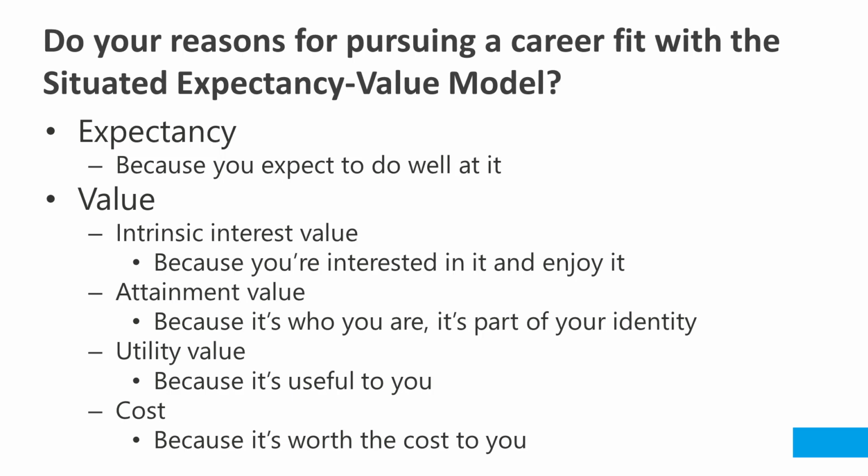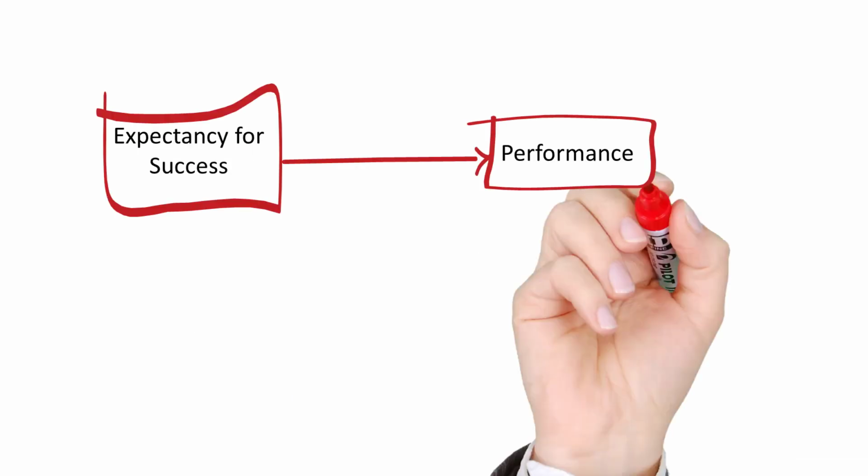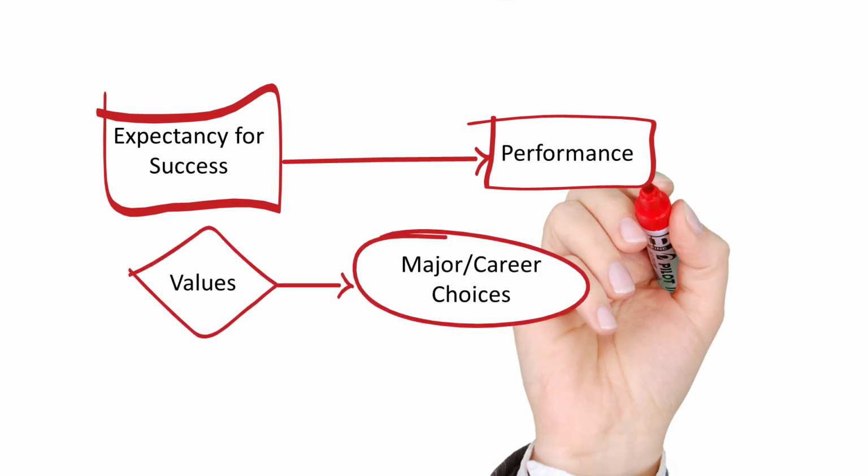Why should we care about this model? What does this model predict? Well, typically, expectancy for success predicts performance, such as grades. Values predict actual choices, such as enrolling in a math course, choosing to be a computer science major, or pursuing a career in a particular field. However, expectancies and values are related to both of these outcomes.